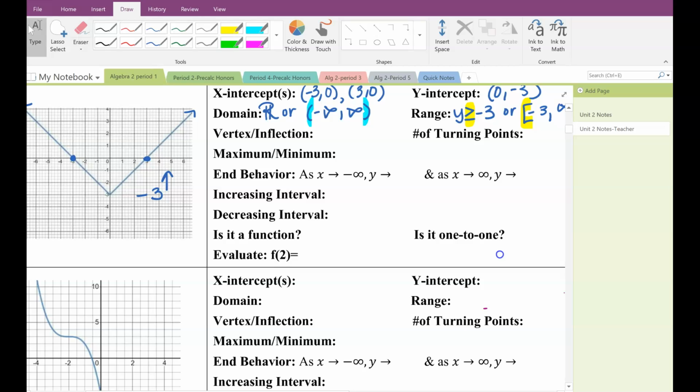Vertex or inflection point. For this particular case, it is definitely going to be a vertex, and the vertex is at (0, negative 3).